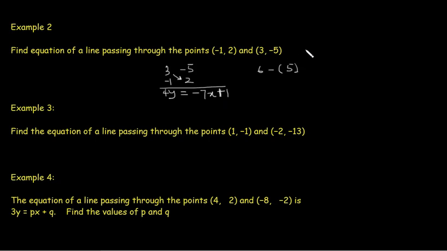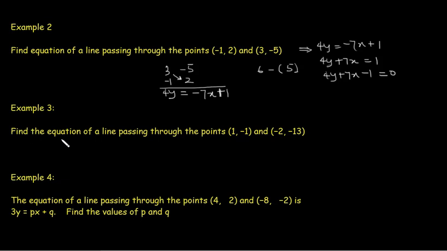So therefore, the line passing through these points is 4y = -7x + 1, or 4y + 7x = 1, or 4y + 7x - 1 = 0. Whichever way you want to present your answer, you are right.